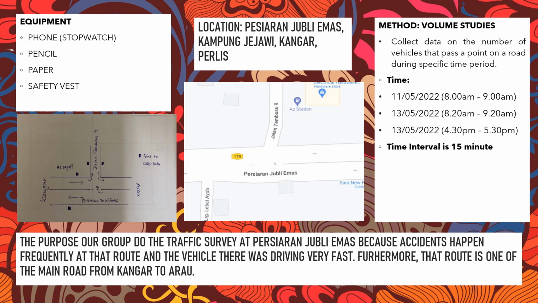For the purpose, our group did the traffic survey at Persiaran Jubilee Emas because accidents happen frequently on the road and the vehicles there were driving very fast. Furthermore, that road is one of the main roads from Kangar to Arau.